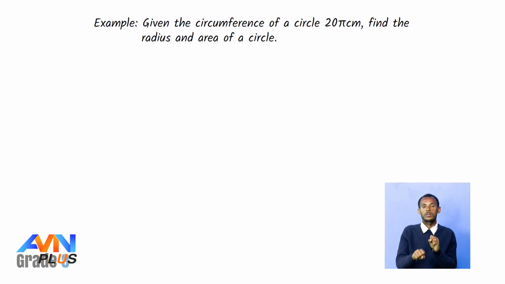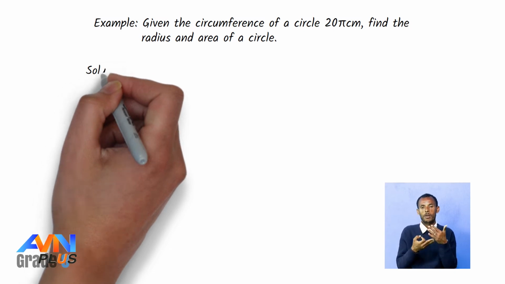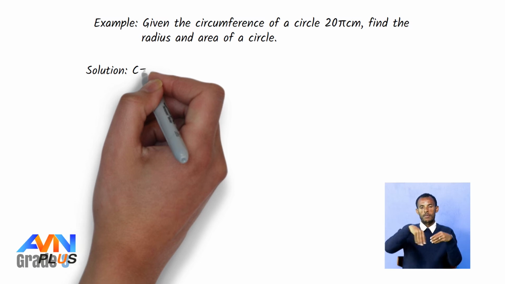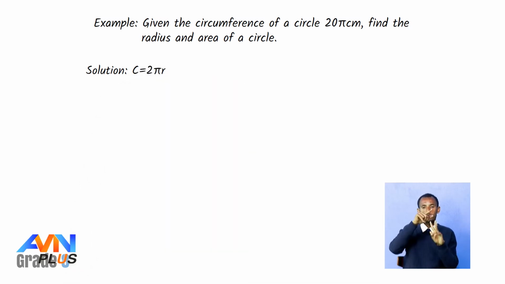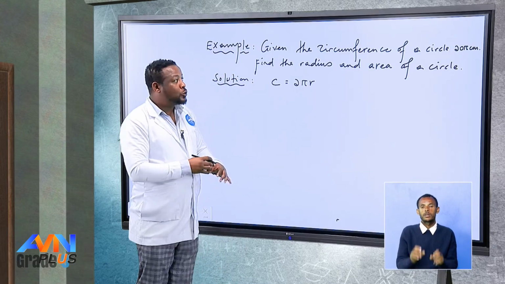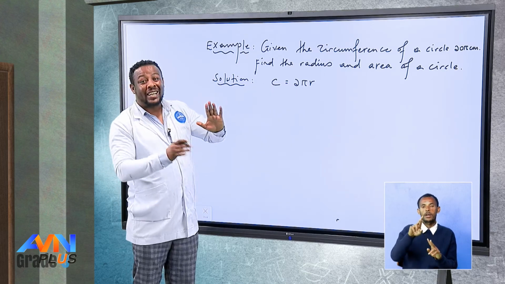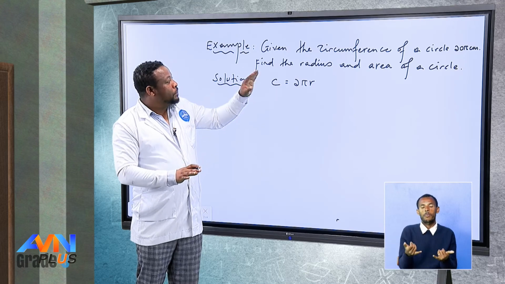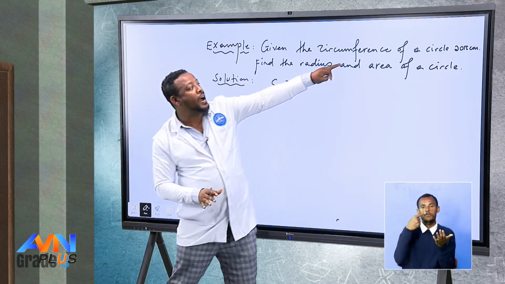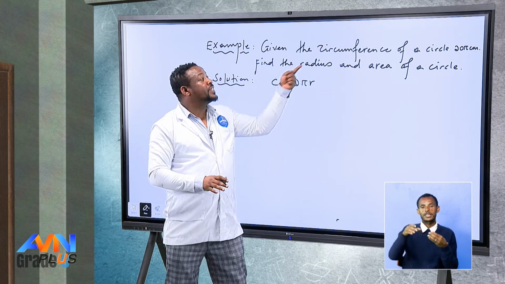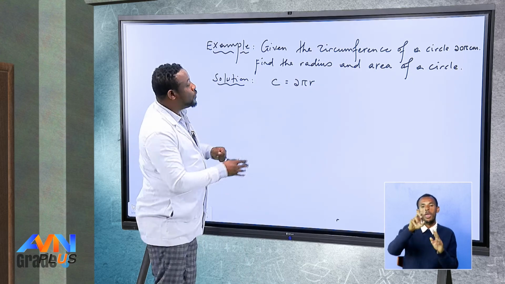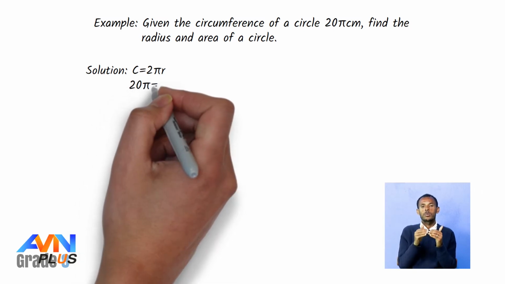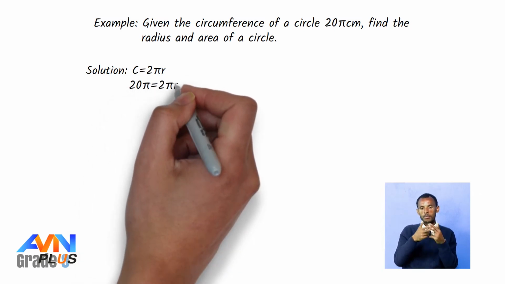So we go back to the formula. The circumference of a circle is given by the formula 2 pi r, where this capital C refers to the circumference. Now, based on the information that we have, the circumference is 20 pi. So in place of C, you can substitute 20 pi. 20 pi is equal to 2 pi times the radius.